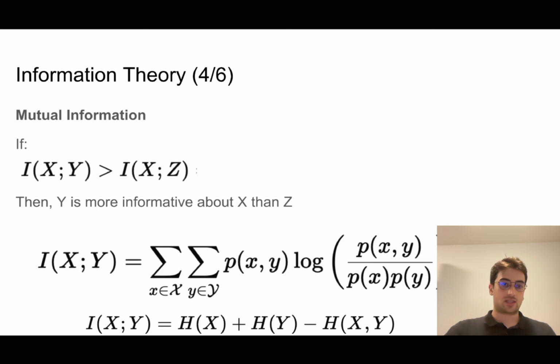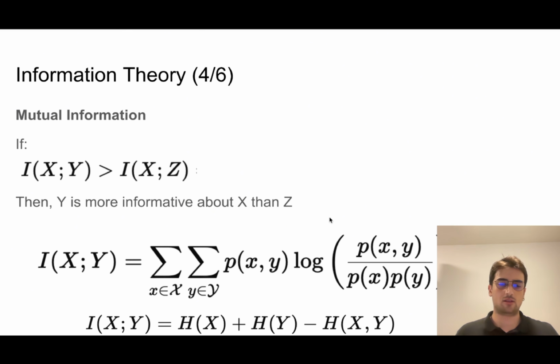So yeah, let's go with the mutual information. Let's say we have x, y, and z, three different variables. And if the mutual information, this really intimidating formula, of x and y is bigger than that of x and z, then we can say that y has more information about x than z. Why? Because the mutual information is higher, right?